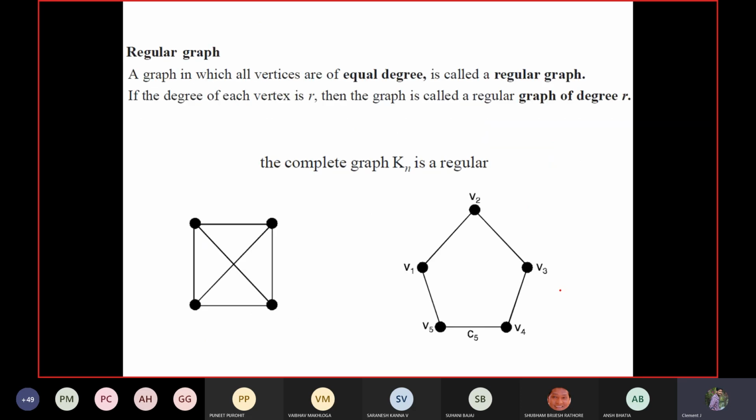Okay, next. Regular graph. Regular graph is nothing but a graph in which all the vertices have equal degree. Okay, see here you can take an example. Here the degree of this particular vertex is 3. For this particular vertex is also 3. So 3. Okay. So now I will raise one question to you. Is this a complete graph or not? No, sir. No, it is not a complete graph.